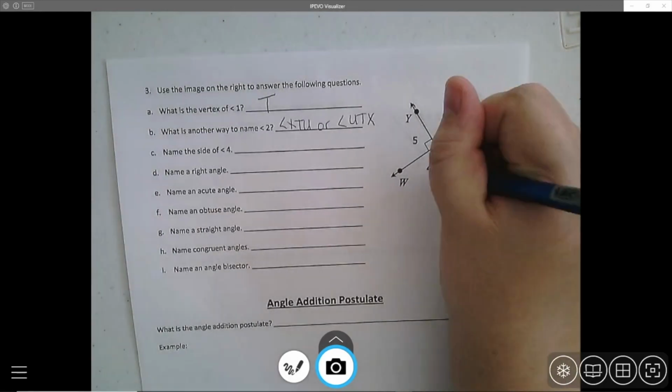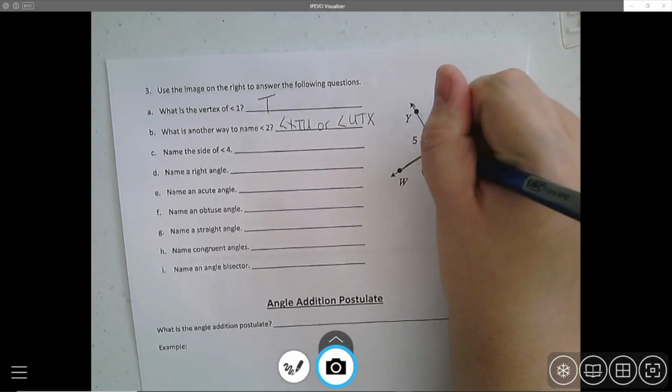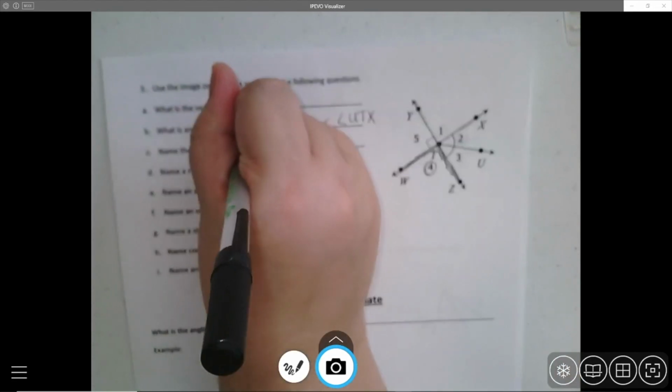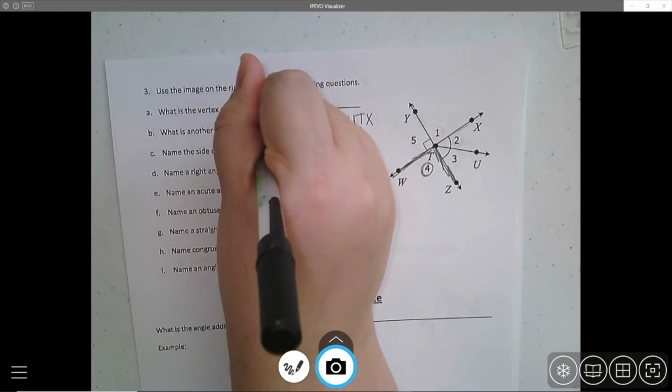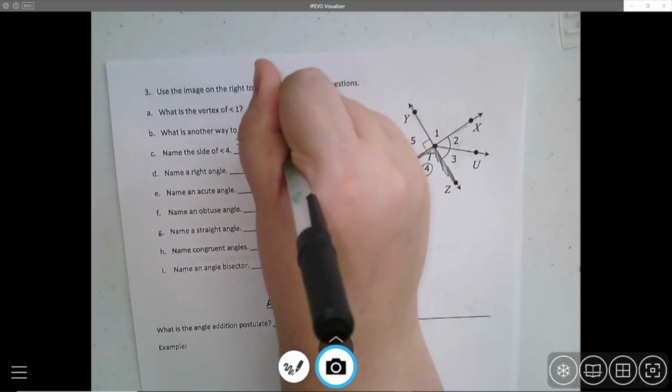Name the sides of angle 4. So here is 4. I outline the angle again with pencil. Starting at the vertex, which is T, one of the directions goes to Z, so TZ. And then the other one goes in the direction of W, so TW.